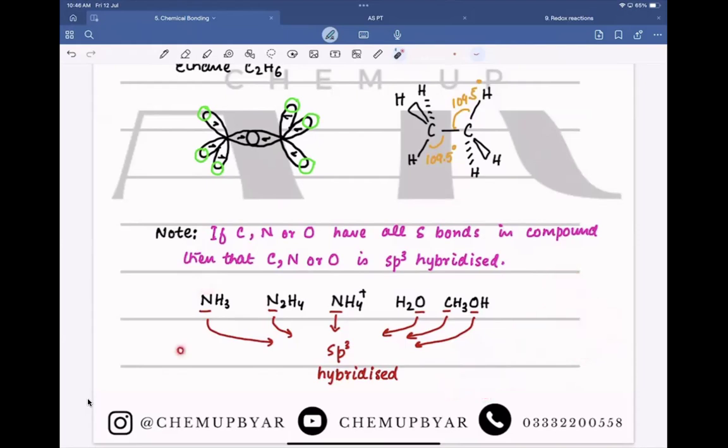For example, if I talk about oxygen of water, it forms the electron geometry of tetrahedral, but it has two lone pairs. So overlapping only takes place with the two orbitals, making the structure bent. That's why the electron geometry is tetrahedral. Is it understandable? Yes, sir.